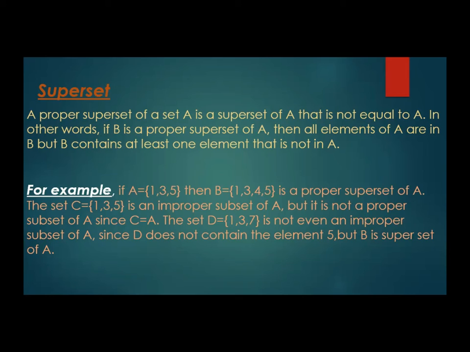The set C equals {1, 3, 5} is an improper subset of A, but it is not a proper subset of A. Since C equals {1, 3, 7}, set D, having three elements 1, 3, 7, is not even an improper subset of A, since D does not contain the element 5. But B is the superset of A.